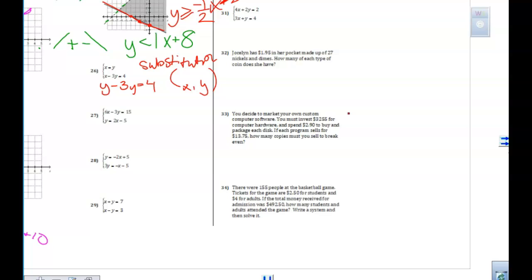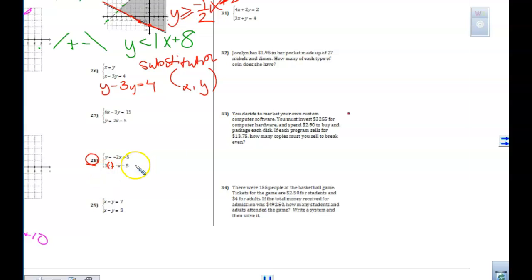We want to pick one. Someone, pick one. Yes. 28, and then we are going to do 31. Or 30, was it, or 31? 30. Okay, so 28. We know y equals this, so I would suggest replacing the y in that second equation.